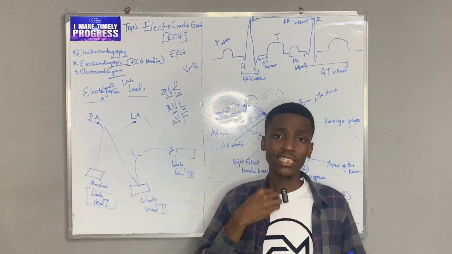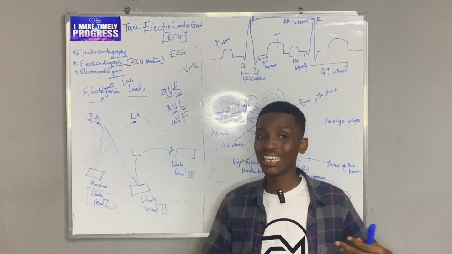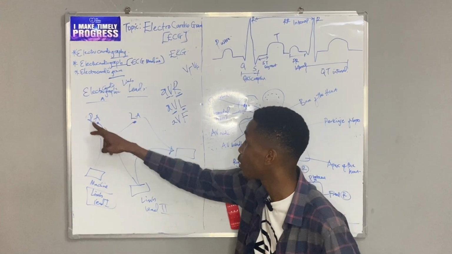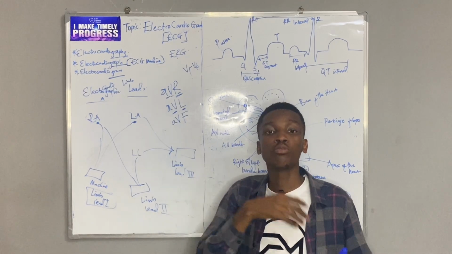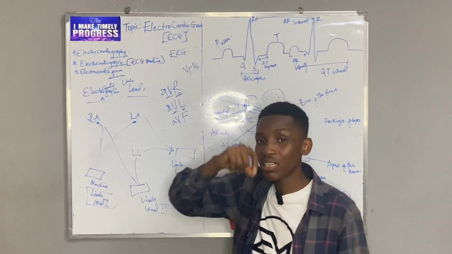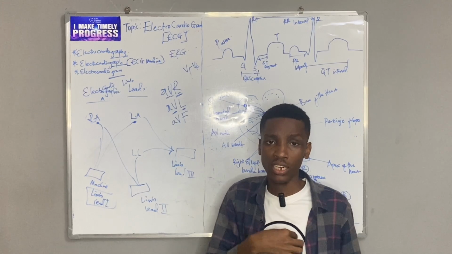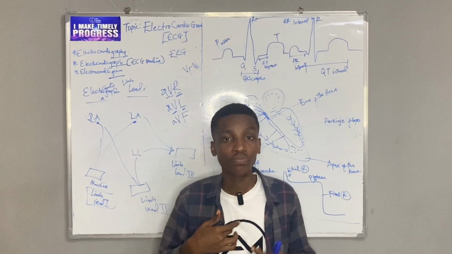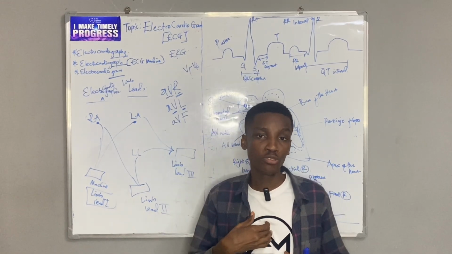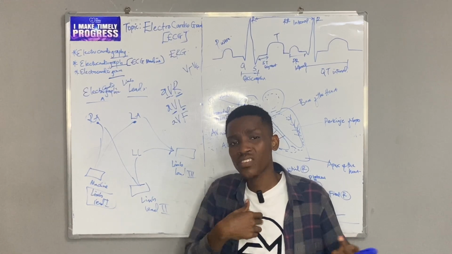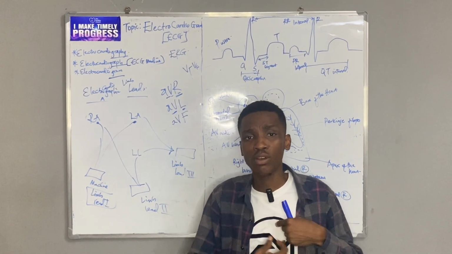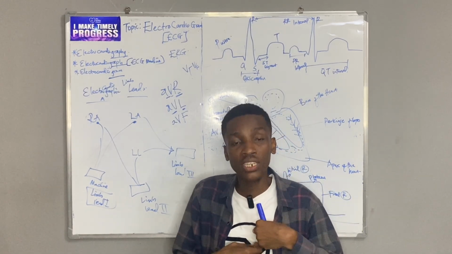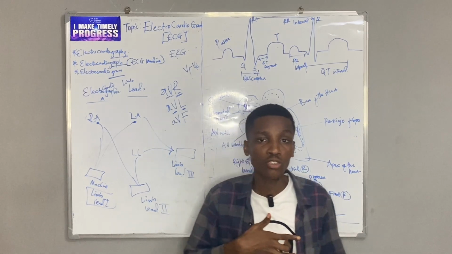For these, all the limbs will be indifferent, both right arm and left leg, all of them. I then place the chest electrodes on different parts of the chest over the heart. V1 is the fourth intercostal space, right sternal margin. V2 is the fourth intercostal space, but this time at the left sternal margin. V3 is between V2 and V4. And where is V4? V4 is the fifth intercostal space.